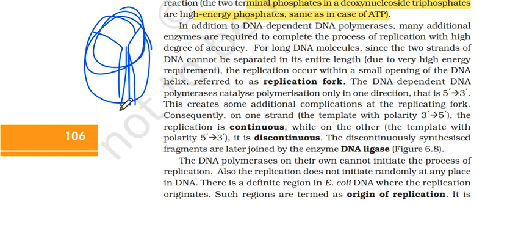The DNA-dependent DNA polymerase catalyzes polymerization only in one direction, that is 5' to 3'. This creates some additional complications at the replicating fork. Consequently, on one strand, the template with polarity 3' to 5', the replication is continuous. जो 3' 5' वाला होगा उसमें replication continuous होगी. क्यों? Continuous क्यों होगी? क्योंकि इसमें 5' 3' में करेगा DNA-dependent DNA polymerase, polymerization 5' 3' करेगा. और ये अगर template है, इसका complementary कौन होगा? 5' 3'. Fine, that is continuous.